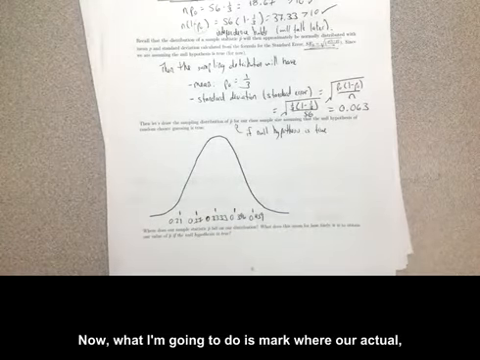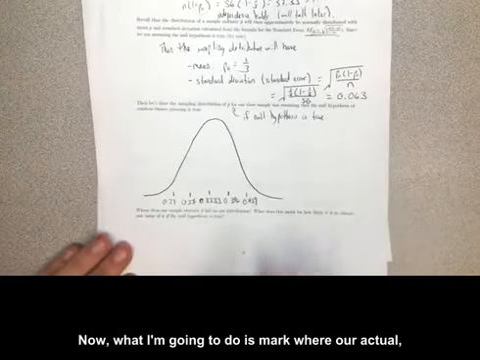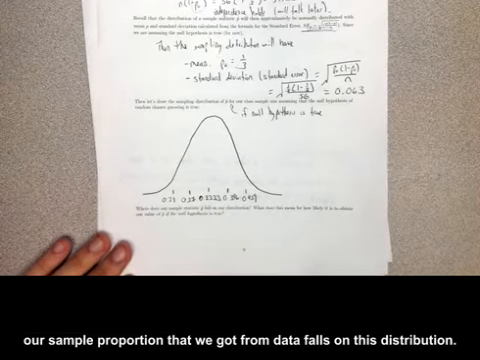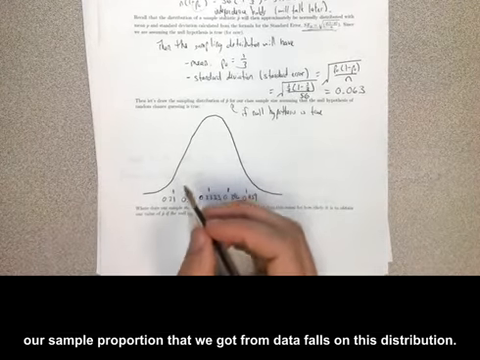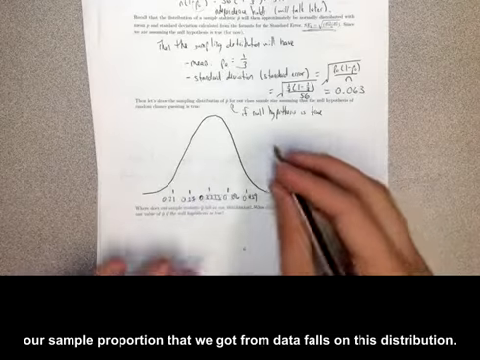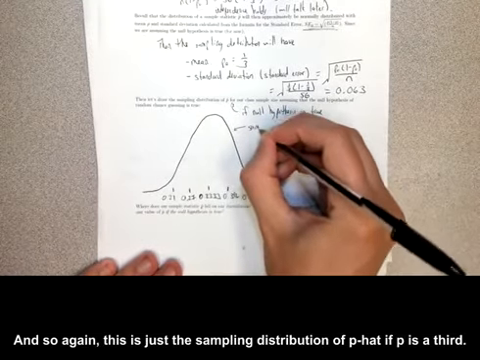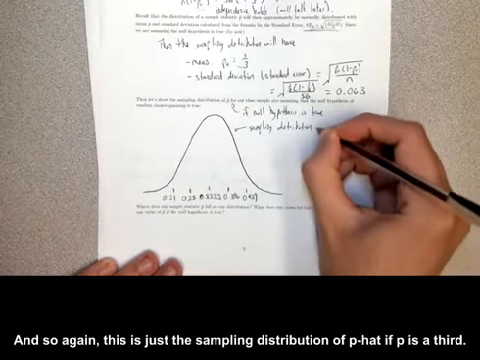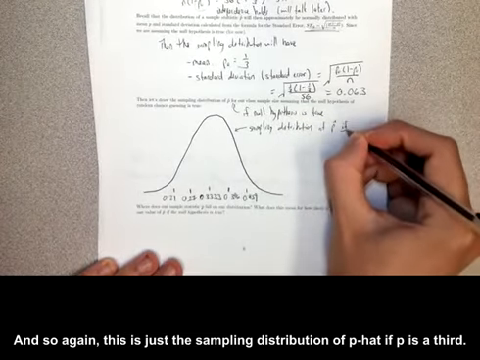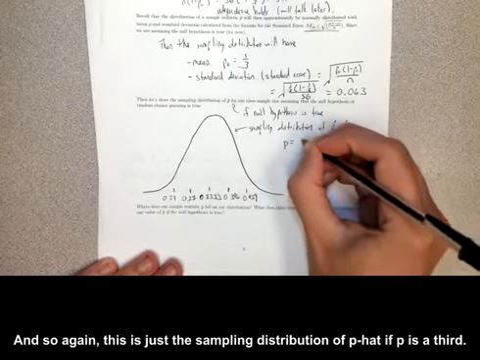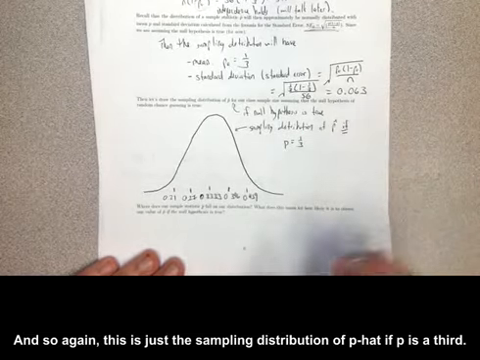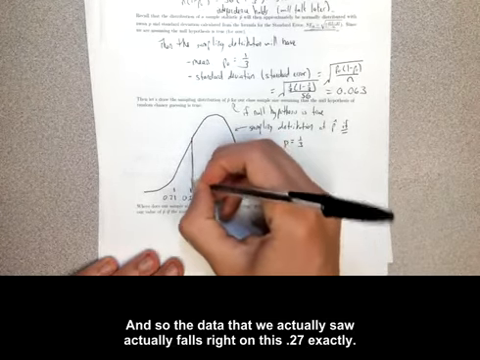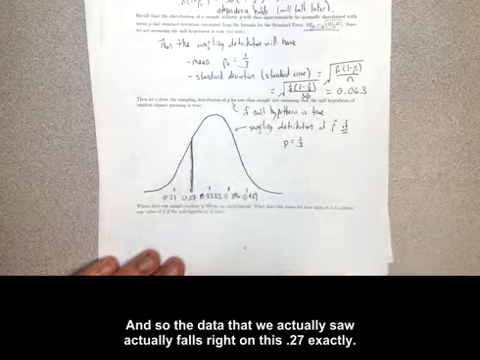And now what I'm going to do is mark where our sample proportion that we got from data falls on this distribution. And so again, this is just the sampling distribution of p hat if p is a third. And so the data that we actually saw falls right on this 0.27 exactly.